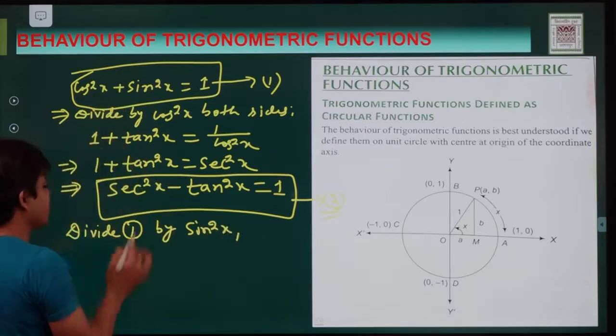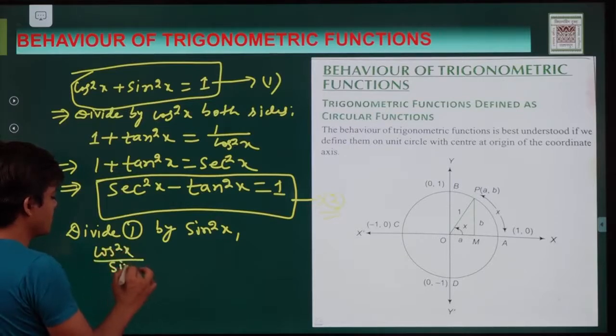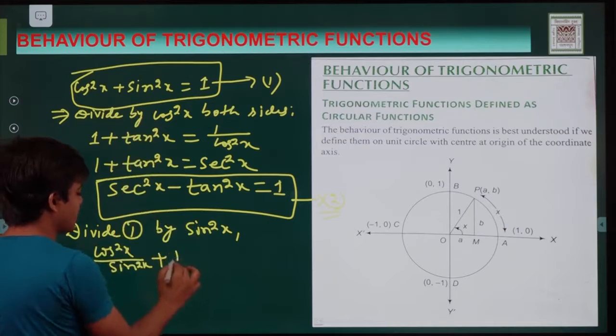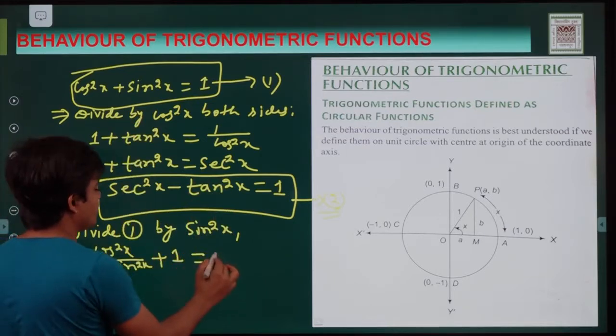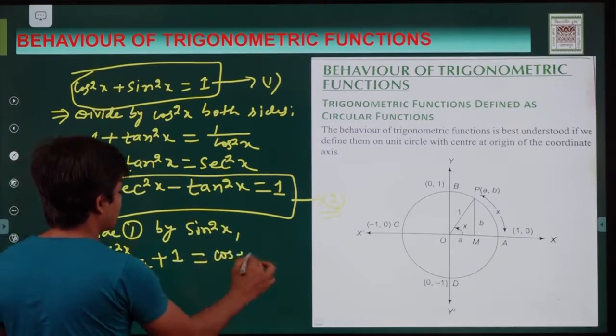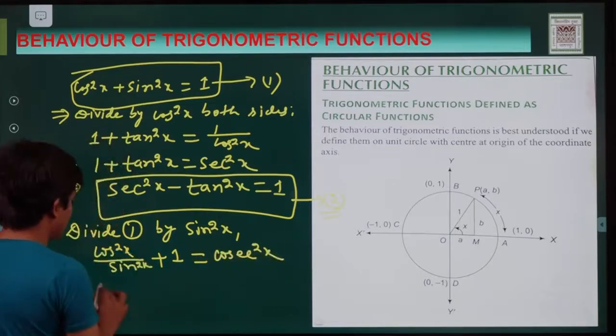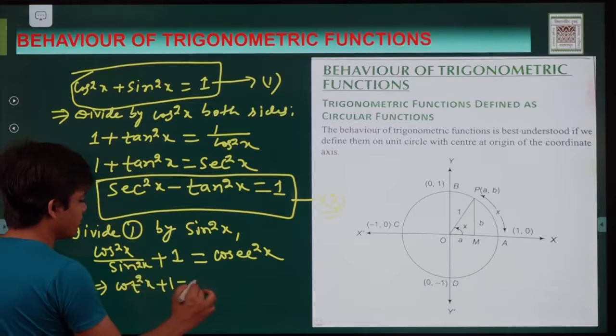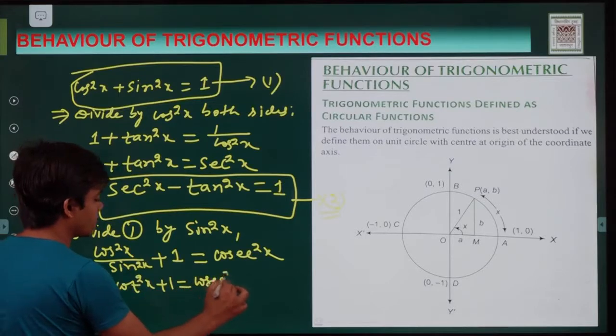If you divide this by sin square x, it will become cos square x upon sin square x plus sin square x upon sin square x, which becomes 1, and 1 upon sin square x becomes cosec square x. So from here, cot square x plus 1 is equal to cosec square x.